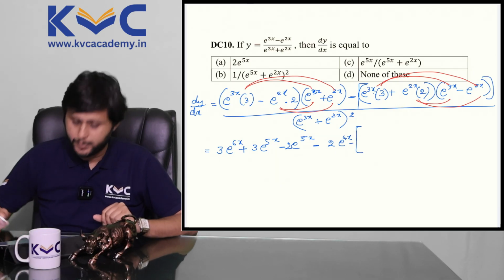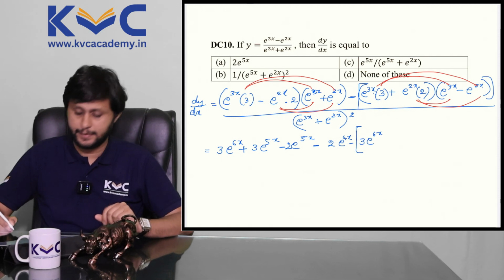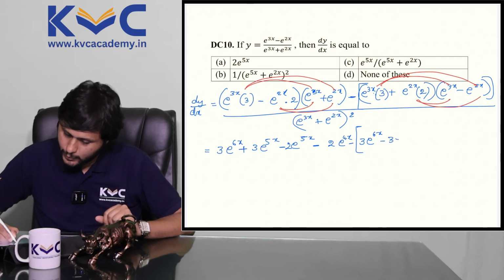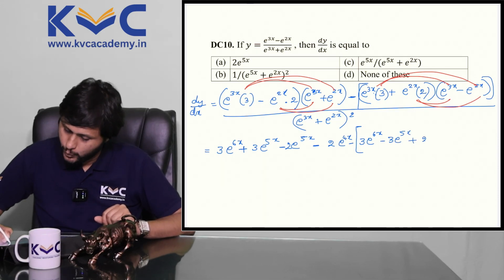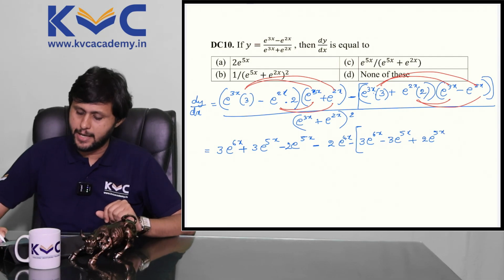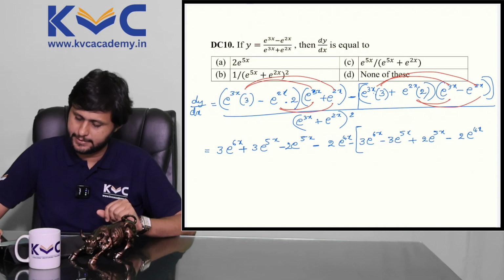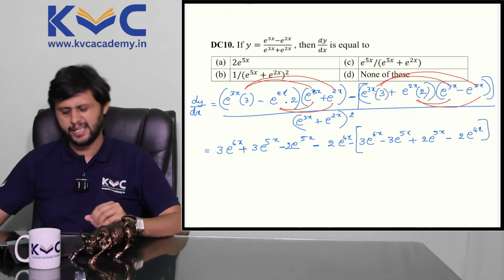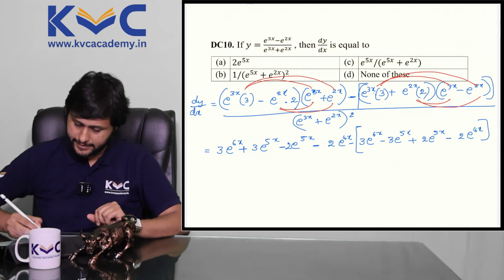Minus, big bracket opens now. We have 3 into e to the power 6x again. Then we have minus 3 into e to the power 5x, plus 2 into e to the power 5x and minus 2 into e to the power 4x. Completed. The bracket is still there. In the next step only I will remove it, because all the signs will change because the minus sign is there outside.